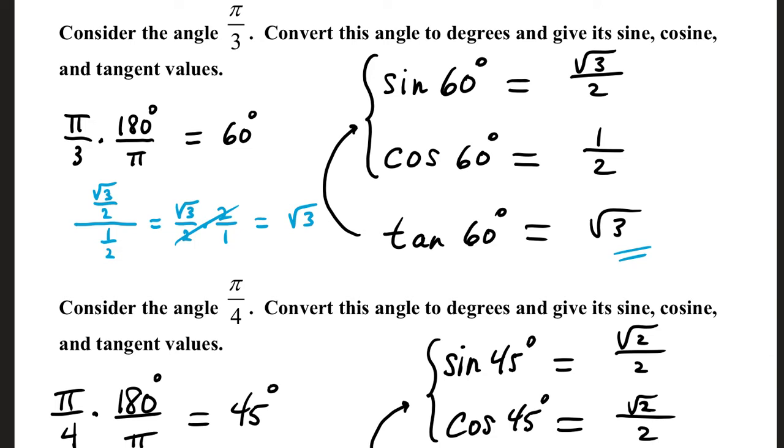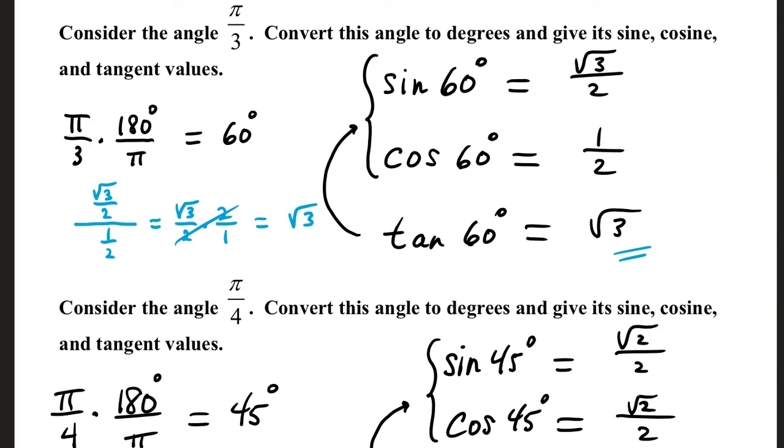From our chart above, when you go to the 60 degree column, sine and cosine are square root of 3 over 2 and 1/2 respectively. The tangent value you'll find there is square root of 3. Now where that comes from is tangent is equal to the sine over the cosine value of the same angle.